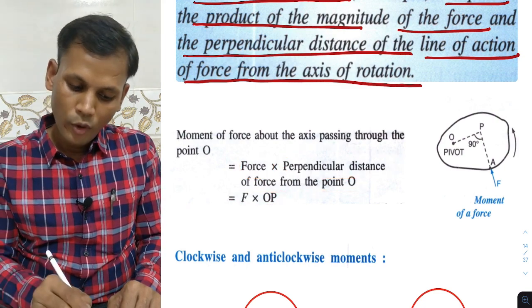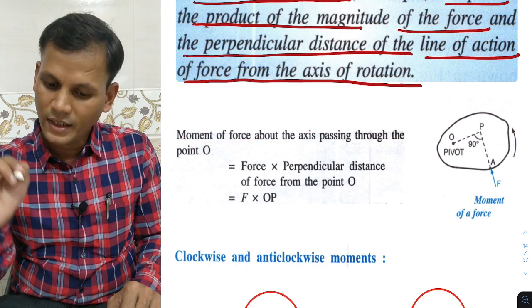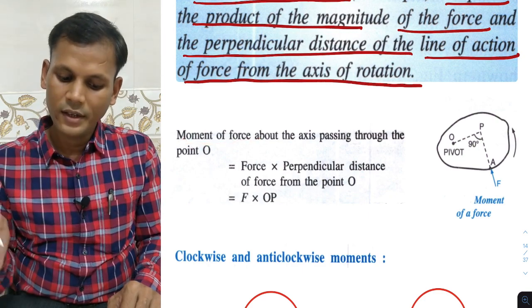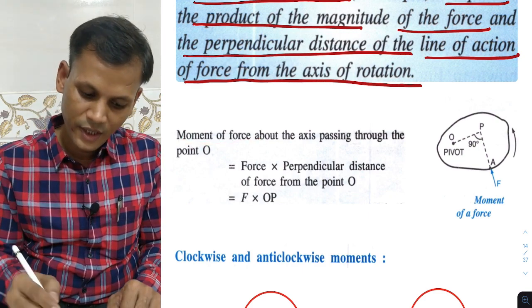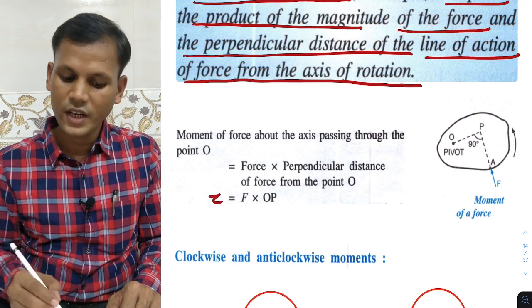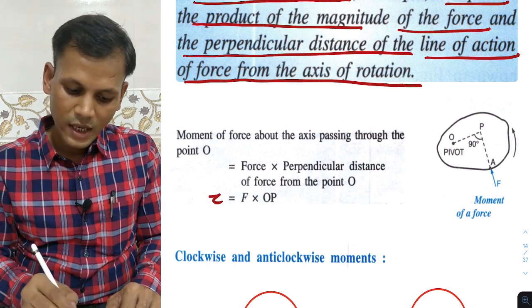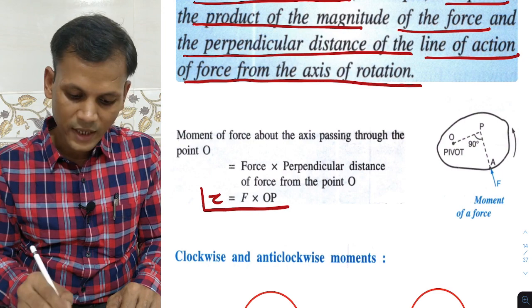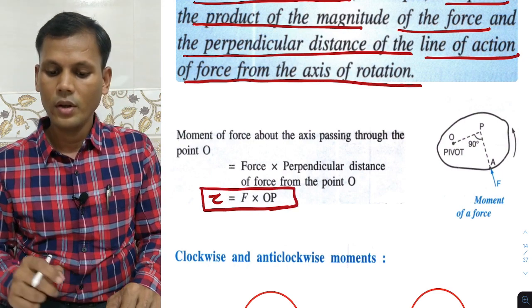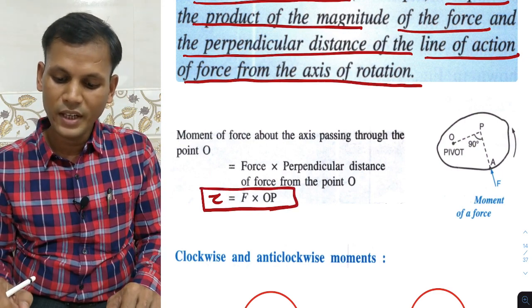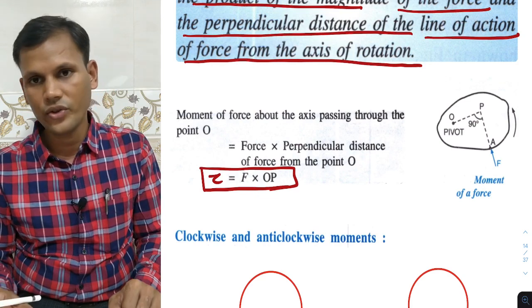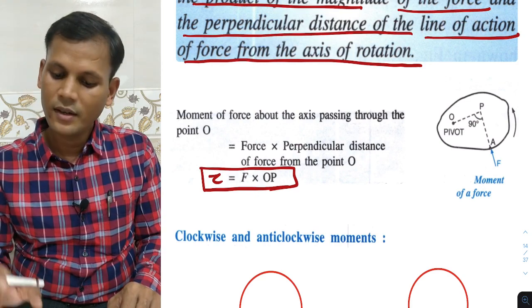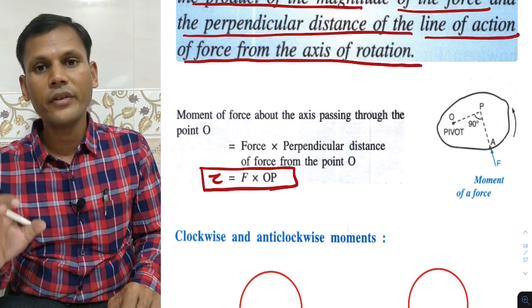So the moment of force is represented by tau, that is torque. The notation is tau, the product of force and perpendicular distance from the axis of rotation. This is the concept behind the moment of force.